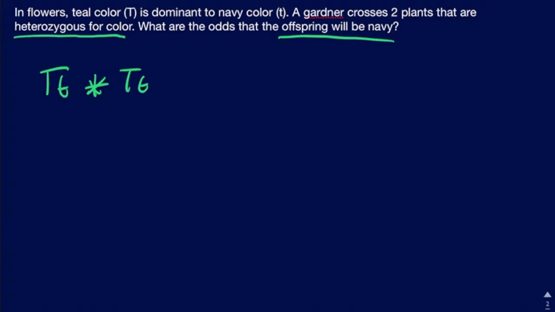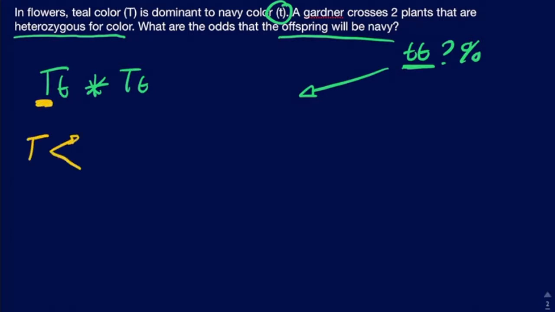The navy phenotype, or the navy genotype, is little t, because we know from the problem that navy color is recessive. So we're looking for the probability that the offspring will have this phenotype. So let's do this cross. If the mom were to give a big copy of the T gene, what can the dad give? The dad can either give a big copy or a little copy. So let's write that in.